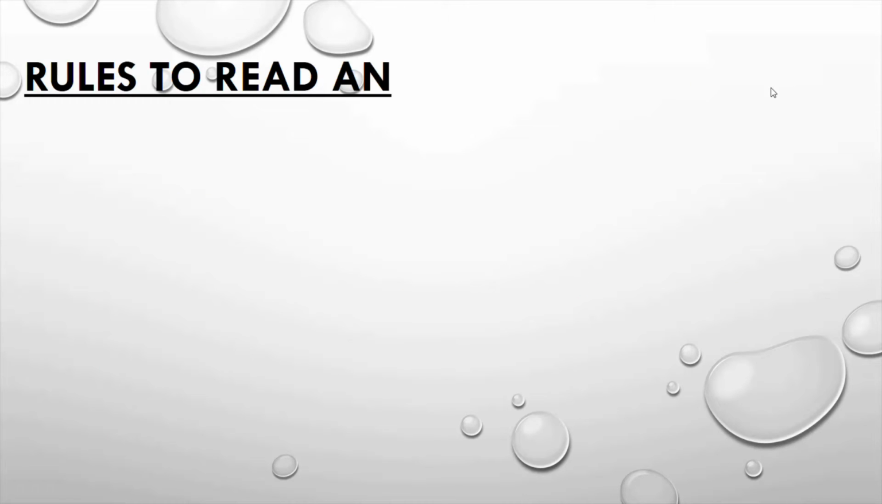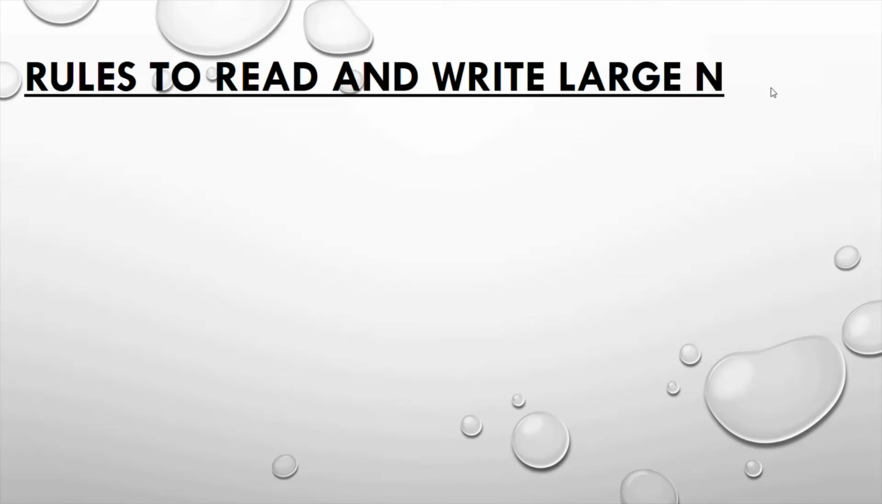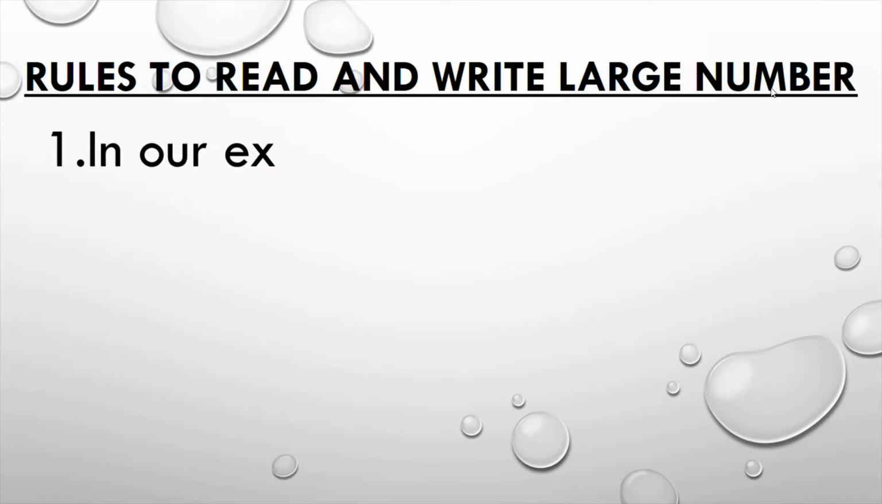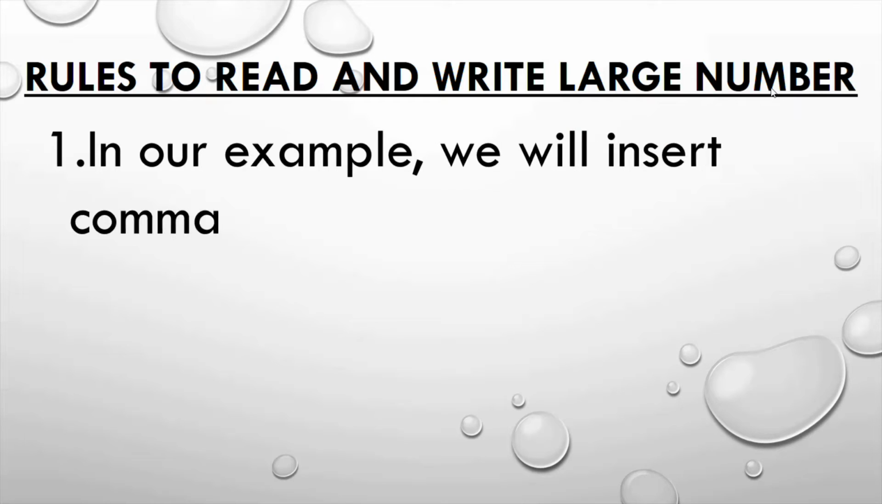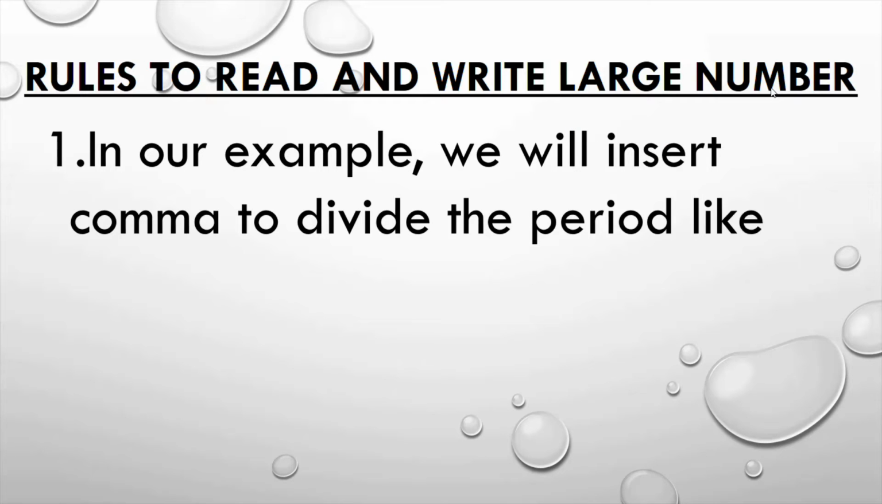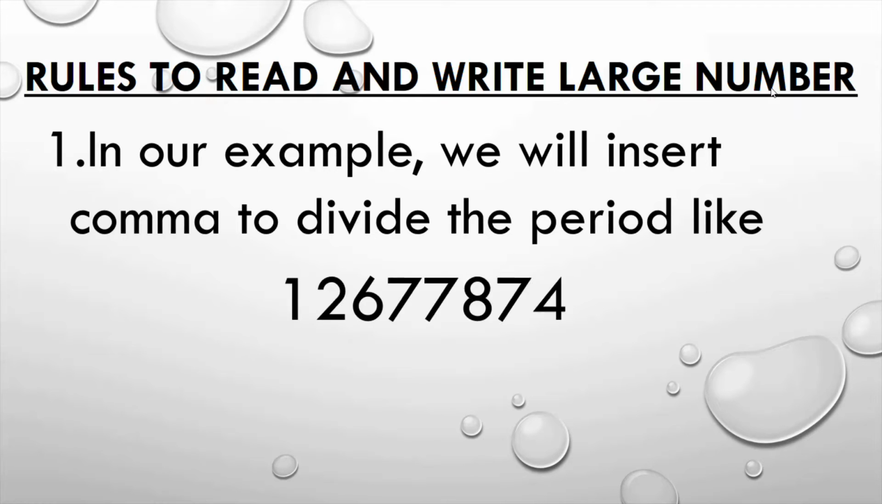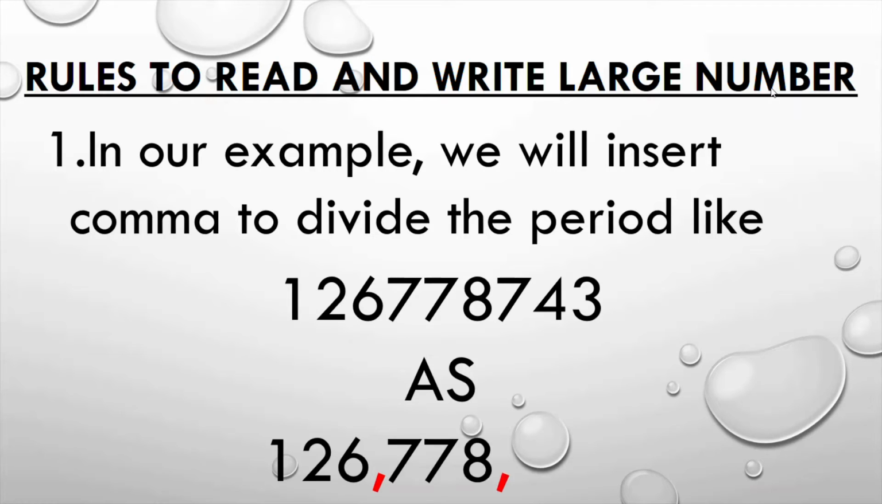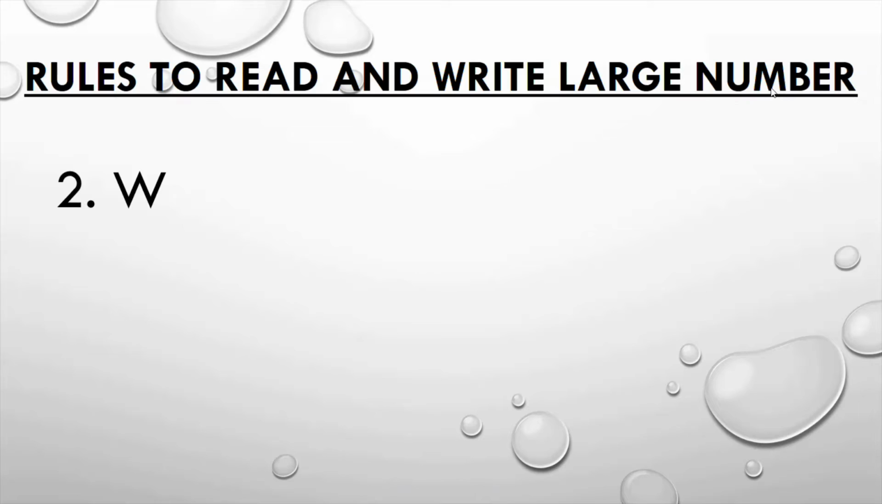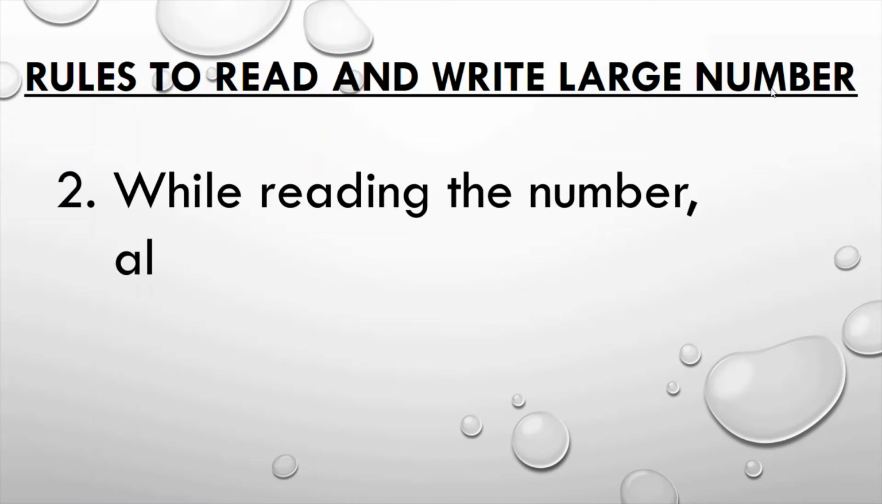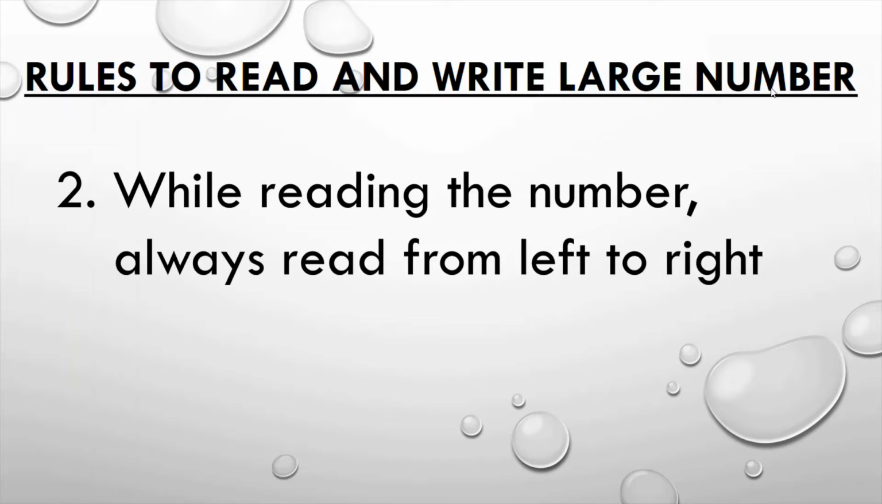Now, we will understand the rules to read and write large numbers as per the international place value system. Rule 1. While writing the number, we have to separate the periods with commas, like 126,778,743. Rule 2. While reading a number, we always read from left to right.